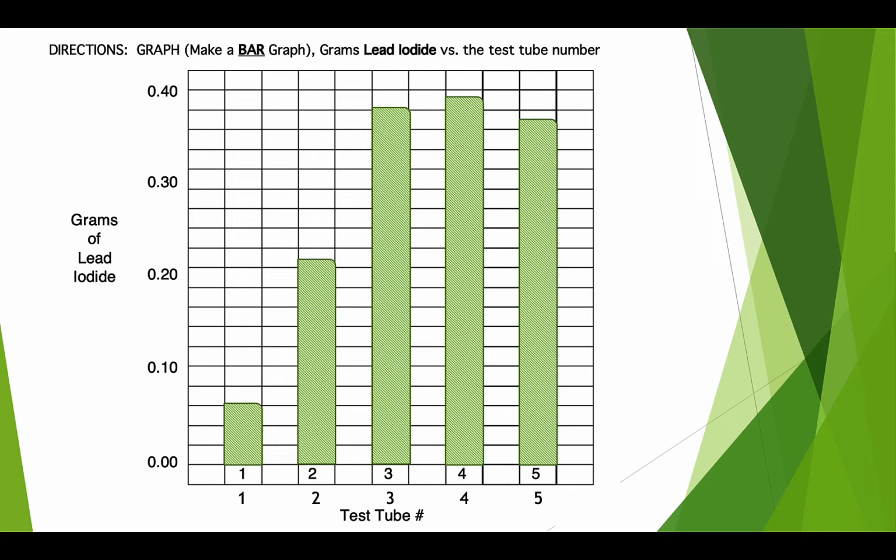When we did our lab, it should also have looked something like this, where the mass of lead iodide seems to plateau and peak at about the third test tube. So the amount of lead iodide produced will level off around the third test tube. So we can use this information to determine the formula of lead iodide.